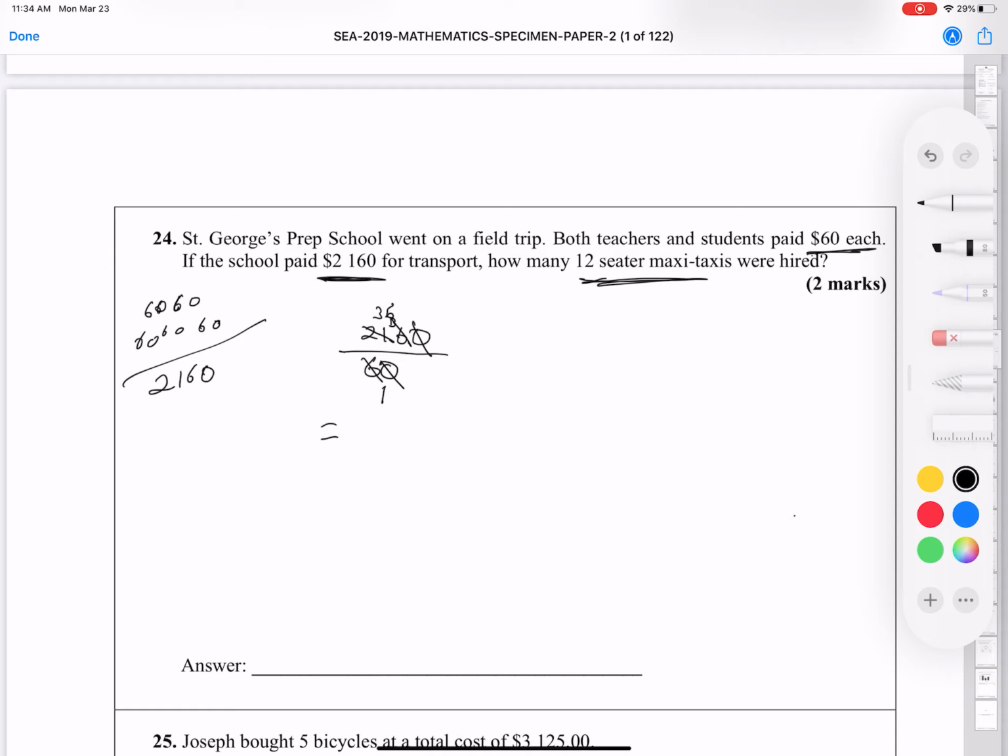So we have a 36 here. What does that represent? 36 maxis? No. 36 persons went on the outing, on the field trip. So if they were using 12-seater maxis, 12 persons, first full maxi, 12 persons, second full maxi, that's 24 we have so far. 12 persons again, 12 threes are 36, so that's 3 maxi taxis.